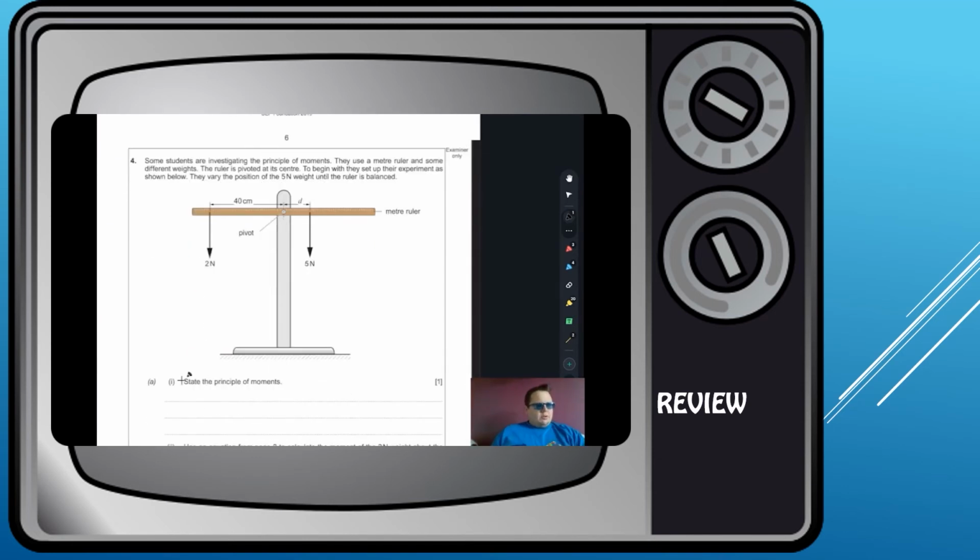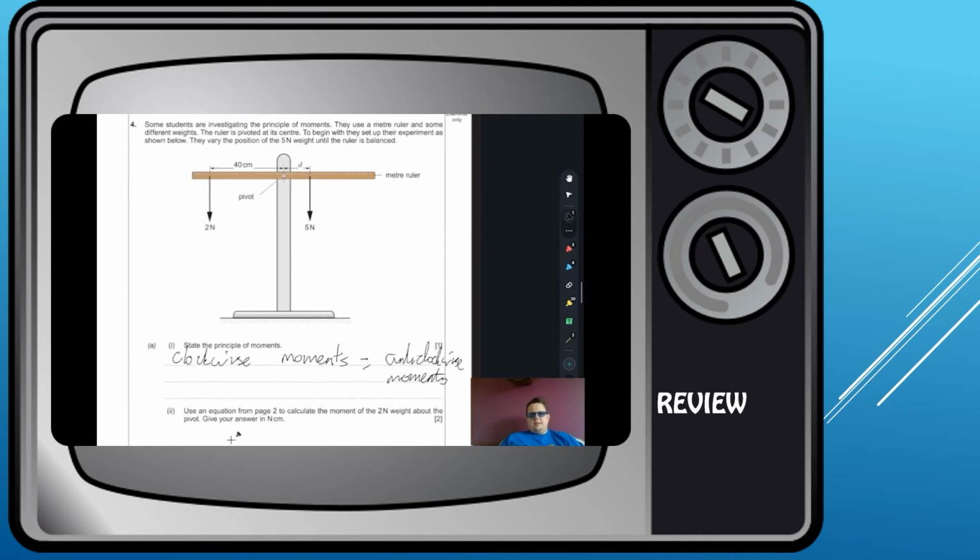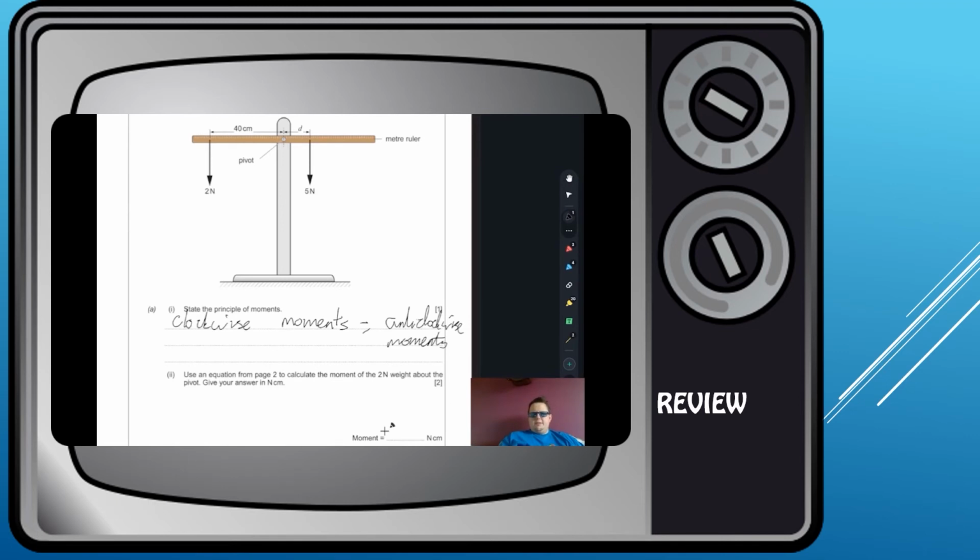Okay, then we're on to another moments question. State the principle of moments. The principle of moments says that clockwise moments equal the anti-clockwise moments. So, use an equation from page 2 to calculate the moment of the 2 Newton weight about the pivot. So we want the moment of the 2 Newton weight, so that's going to be 2 times the distance from the pivot, 2 times 40, which is 80 Newton centimeters.